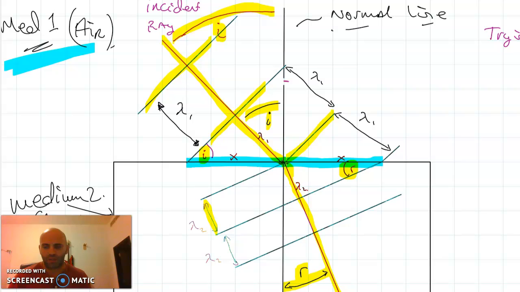And you can see that quite obviously because the wavelength, the distance that it travels in the same amount of time, is a bit slower. It's not as much. Okay, so we're down to lambda 2.